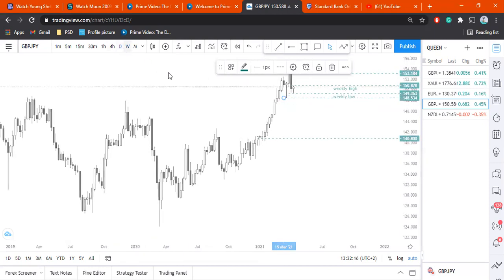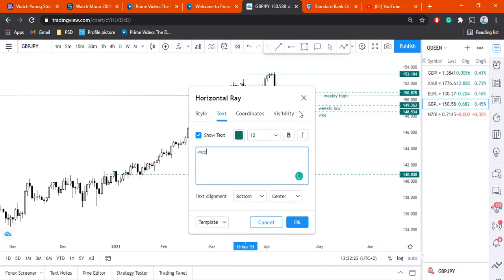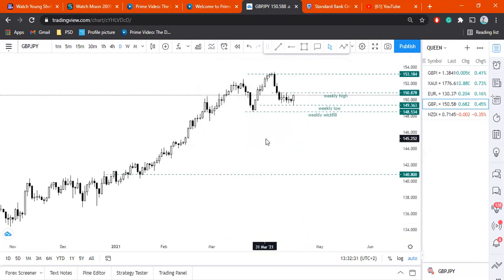So since we have highlighted the weekly low right here, we're just going to say weekly weak fill. In case you catch that trade, understand that price will most likely do a weak fill. So you can take your profits there, and then you can watch price to retest before it pushes any lower. Just keep that in mind.